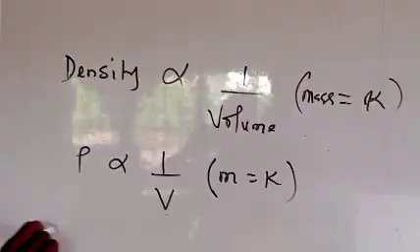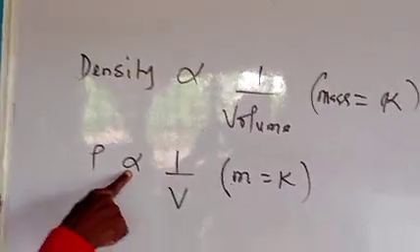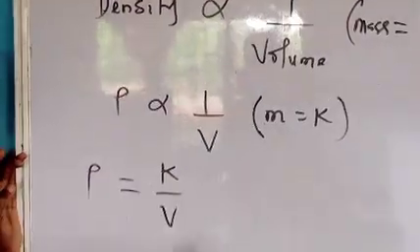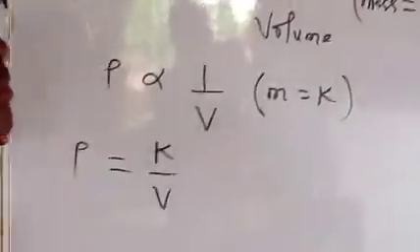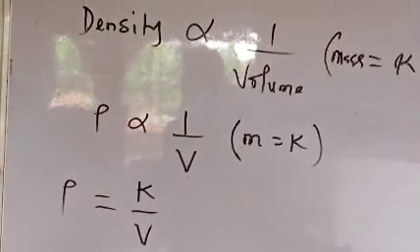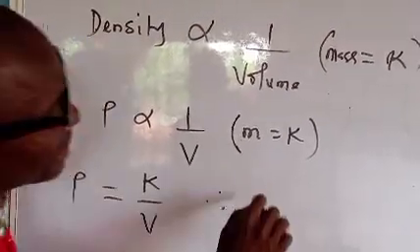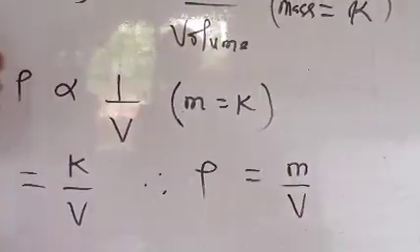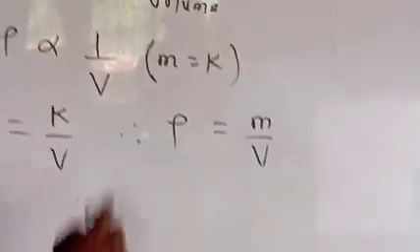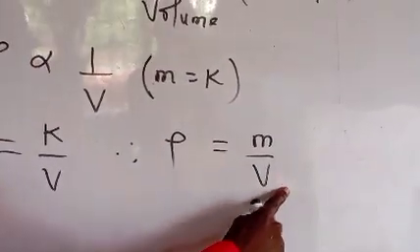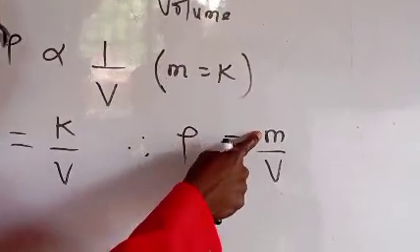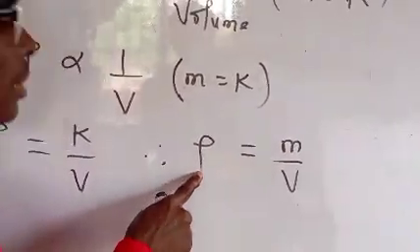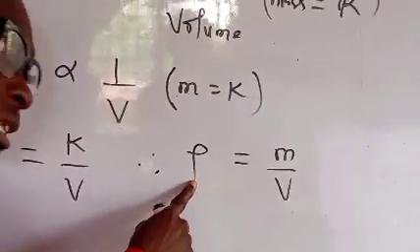So in other words, if I remove this proportionality sign, density will now become equal to K over V. Remember we said that K is mass. So I can say therefore, the density of a substance is mass over volume. We now have density to be this, where M is the mass, V is the volume, and this Greek letter, rho, is the density.